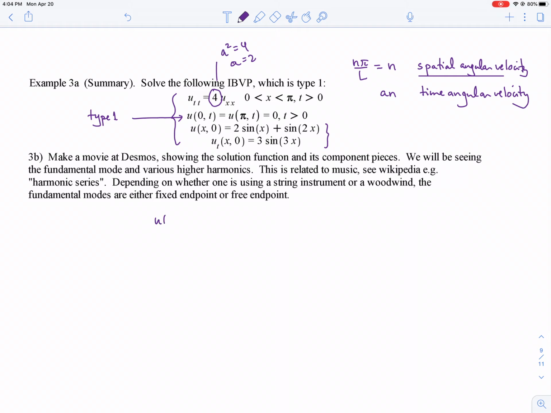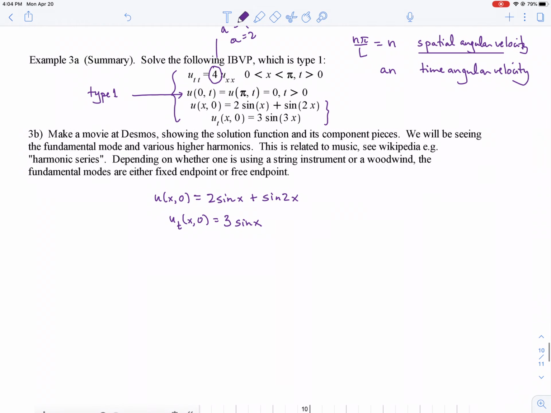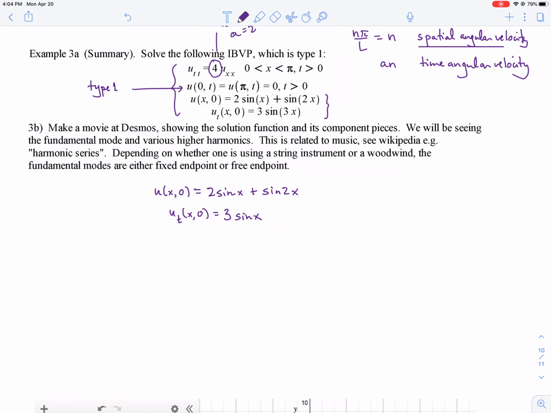So let me rewrite the initial displacement. And the initial velocity. And now let me write down u of x,t. Okay, so 2 sine x. So that's an initial displacement. I need a t function which will be 1 at t equals 0.